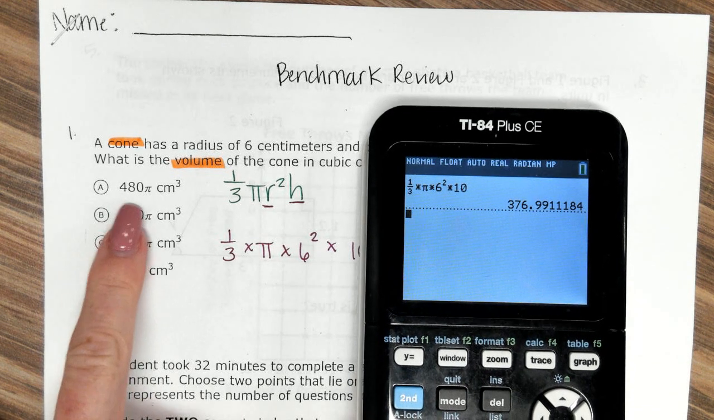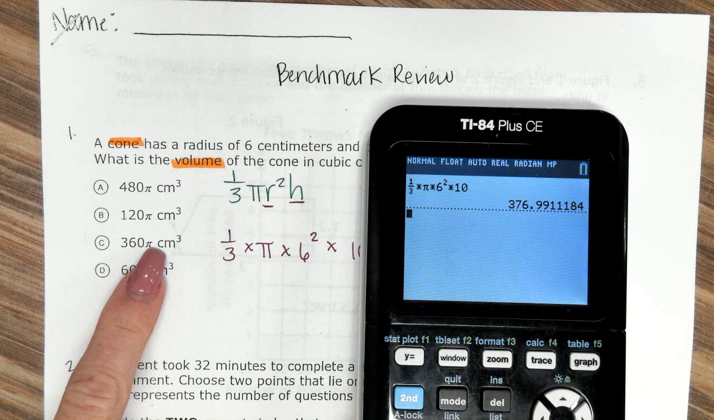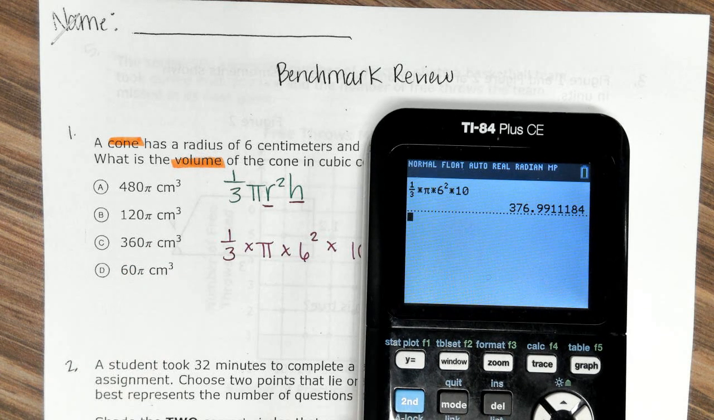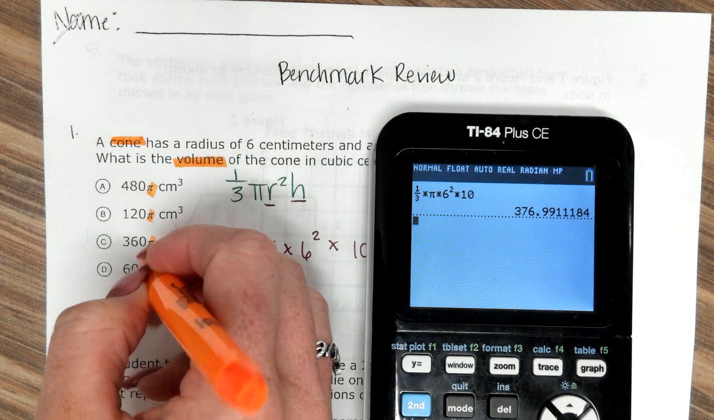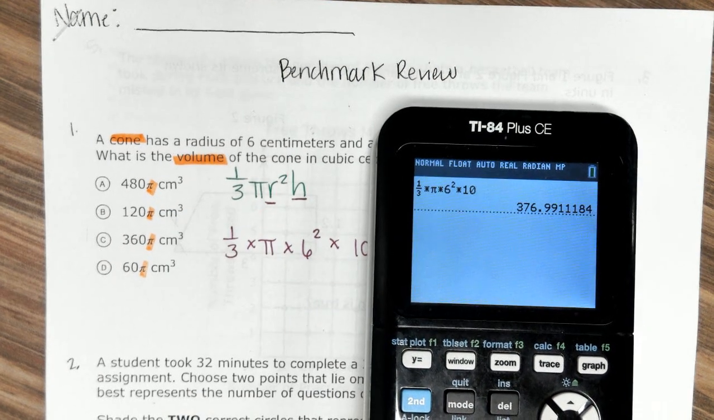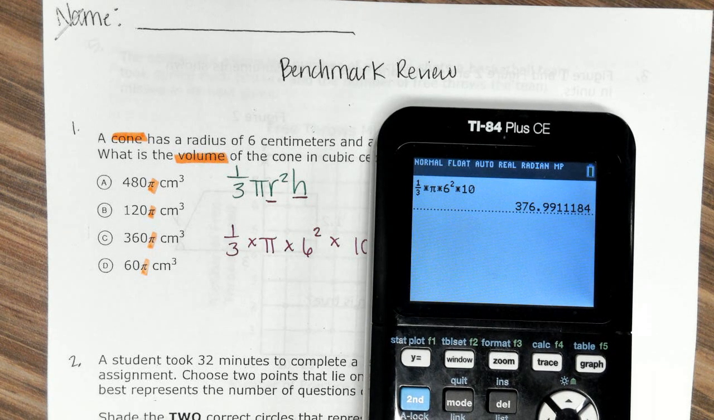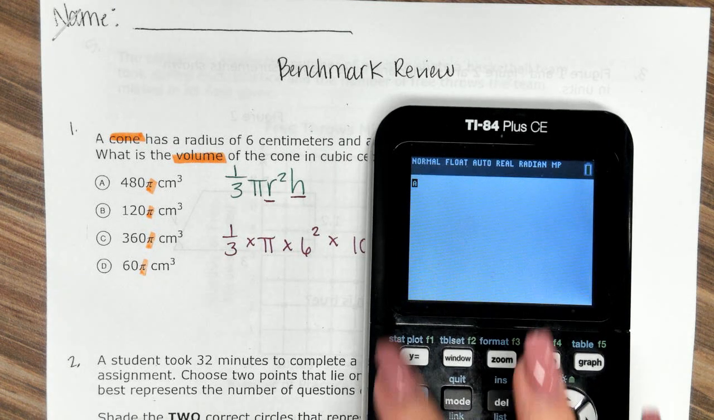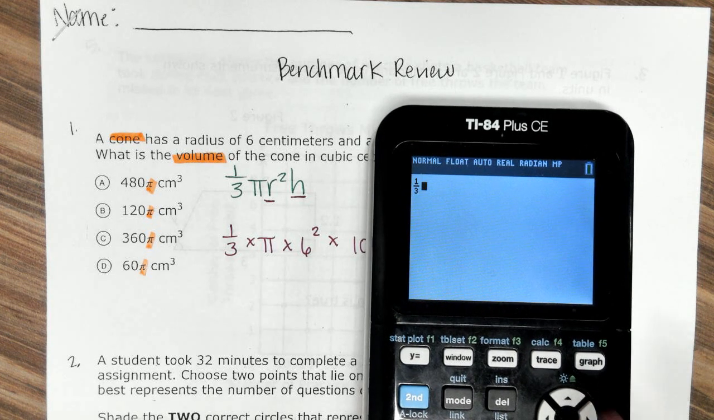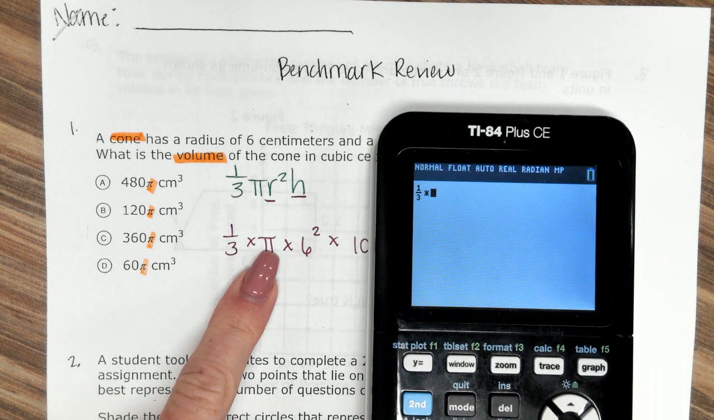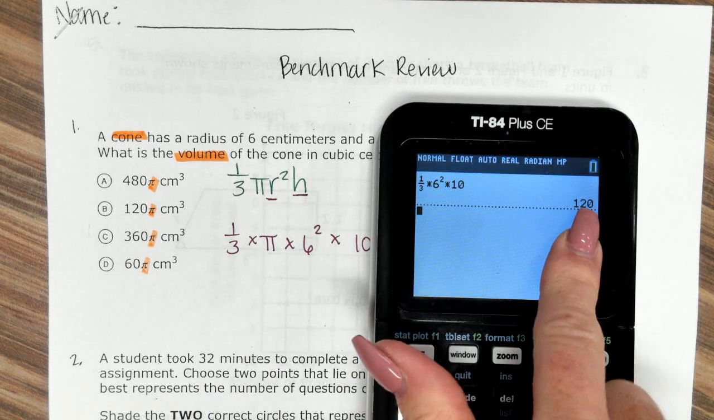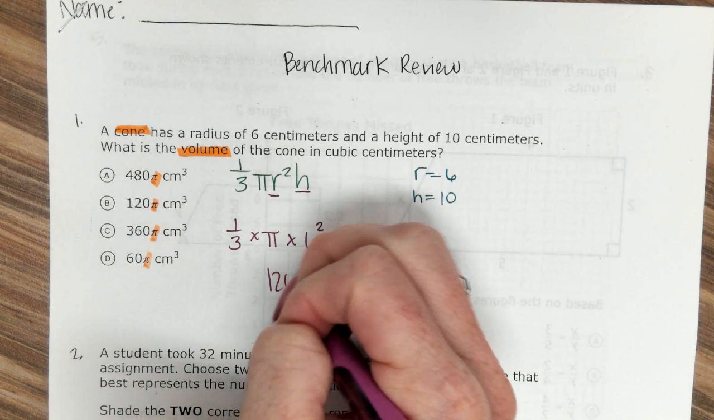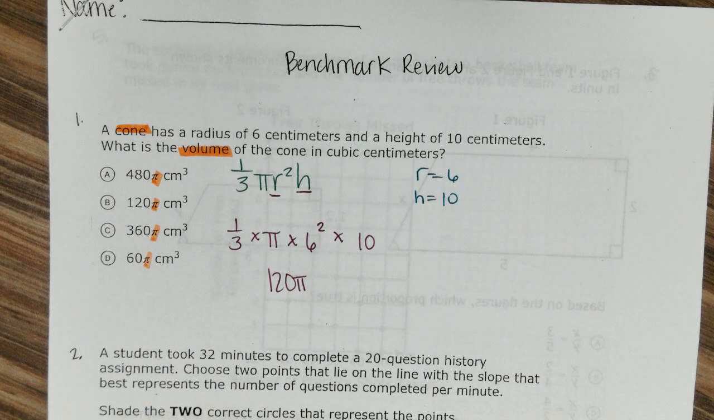Oh, look what the answers are, though. What did they leave in the answers? Everybody look. What does every single answer say right here? Pi. So instead of putting pi in my calculator, I'm just going to leave it out and then put it back in my answer. So watch. So 1/3, instead of times pi, I'm going to skip it. Times 6 squared times 10. And the answer is what? 120 with pi still attached because they did not put that into the final answer.